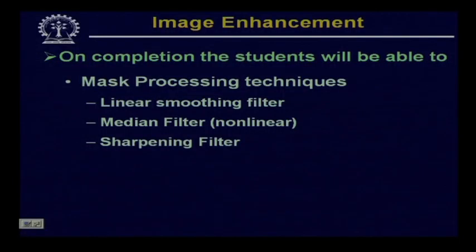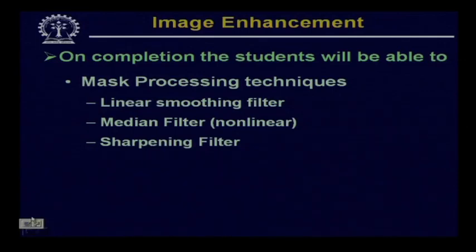So, in today's class, we will talk about another spatial domain technique which is known as mask processing technique, and under this we will discuss three different types of operations. The first one is the linear smoothing operation. The second one is a nonlinear operation which is based on the statistical features of the image, which is known as the median filtering operation. And the third kind of mask processing technique that we will talk about is the sharpening filter. Now, let us see what this mask processing technique means.